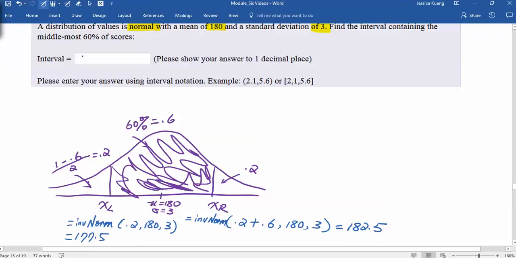And to enter that into your computer, you could either enter 177.5, comma 182.5. Or you could choose to enter square bracket 177.5, comma 182.5.